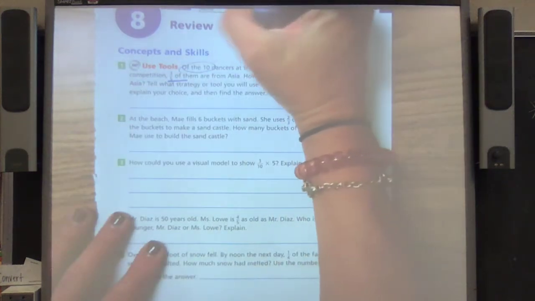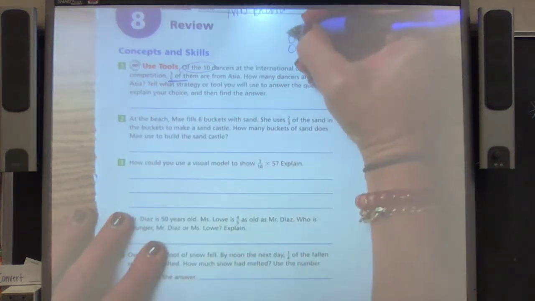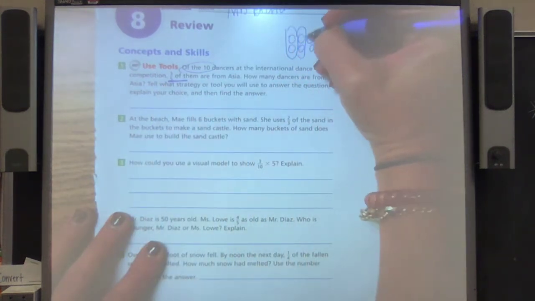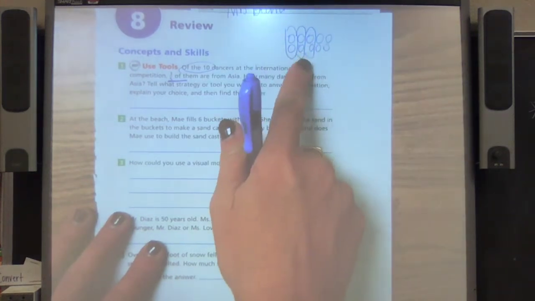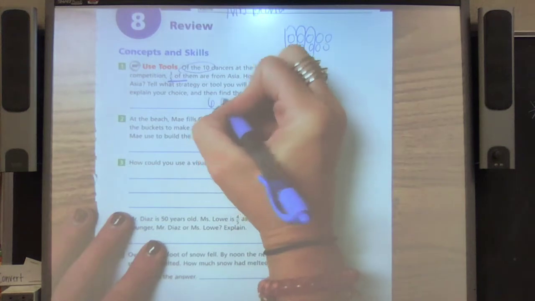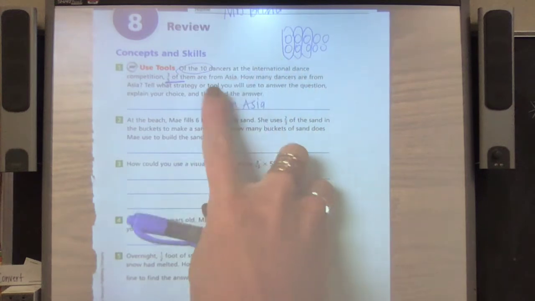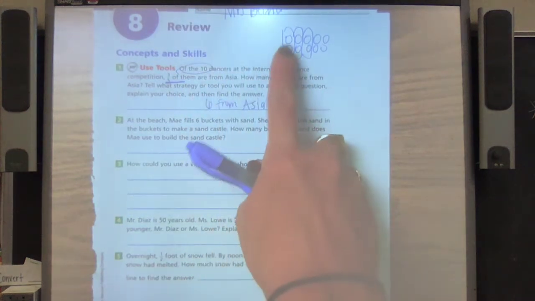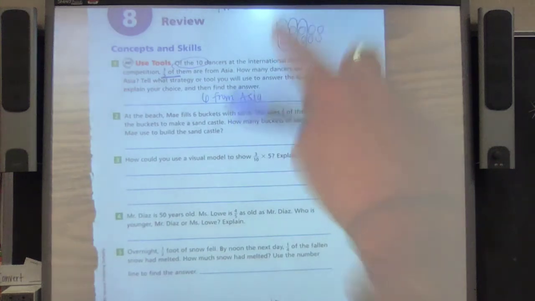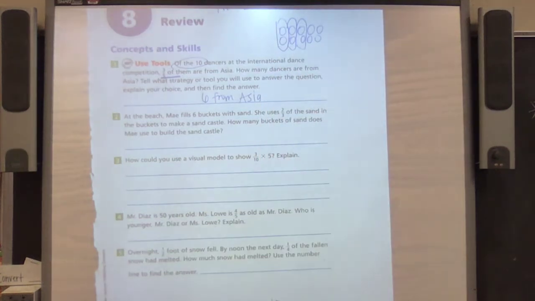Make sure you put your name on it. 3 of the fifths. So there's 1/5, 2/5, 3/5. 3/5 of them are from Asia. So I know that 2, 4, 6 are from Asia. Because I took my 10, my fraction told me I was putting them in 5 groups, and I have 3 of those groups. If this had been 1/5 of them, then that would just be 2 are from Asia.